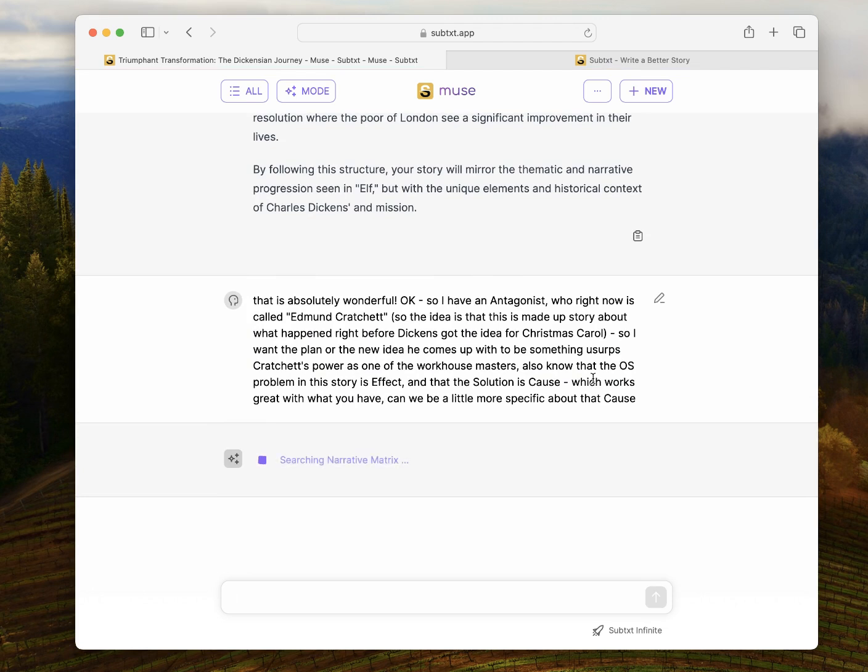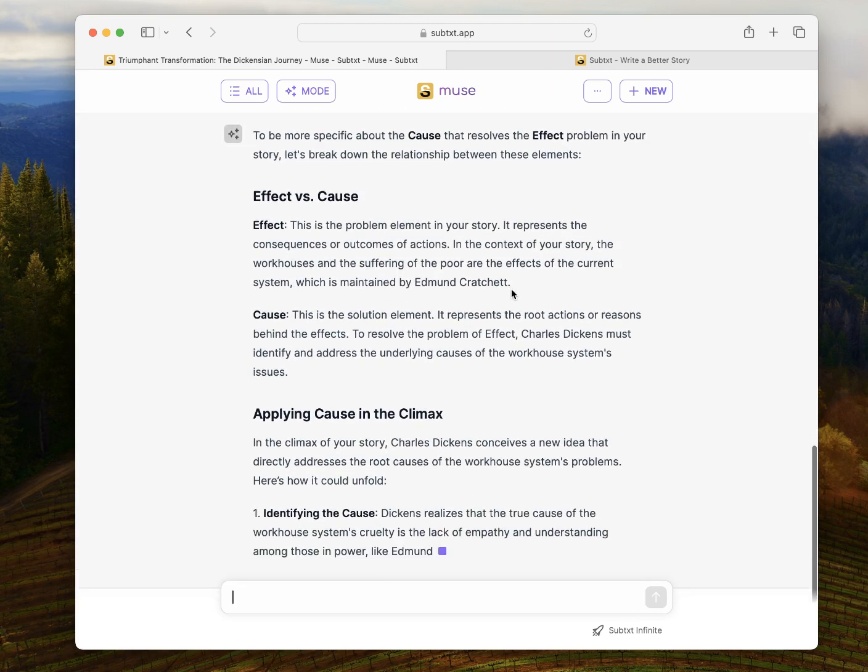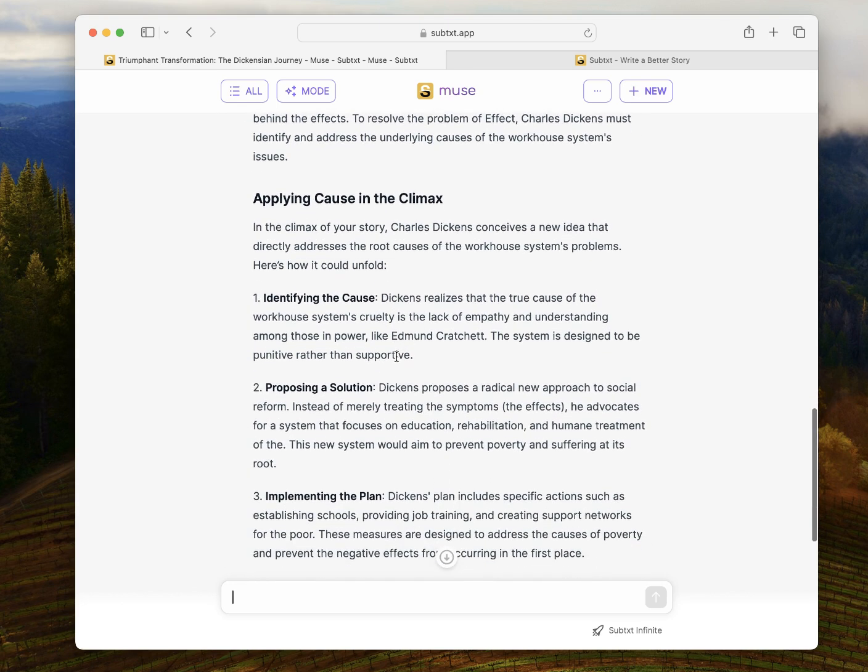And I've said antagonist, and I know Edmund is the obstacle character, but he's also going to be the antagonist because he just feels like a nice person that would be against it. So like your classic villain, the obstacle character is also the antagonist. So it just repeated the effect and cause, and then applying cause in the climax.